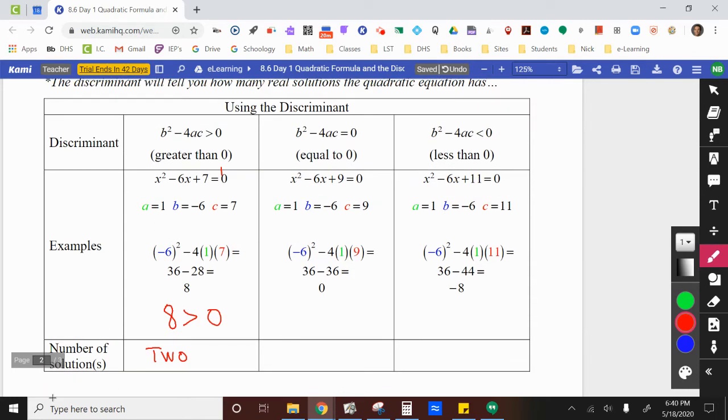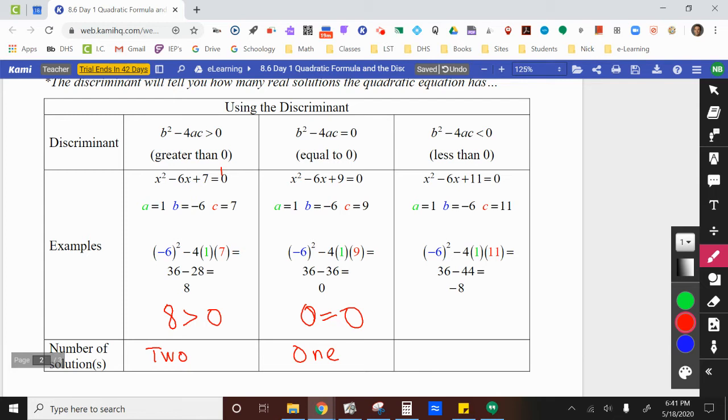In this middle column, this is my quadratic equation: x squared minus 6x plus 9 is equal to 0. Again, I identified my A, B, and C values, and I plugged them into b squared minus 4 times A times C. So b squared gives us 36, 4 times A times C gives us 36, and 36 minus 36 is 0. So if our discriminant comes out as 0, then we have 1 solution. Again, if your discriminant is equal to 0, then we get one solution.